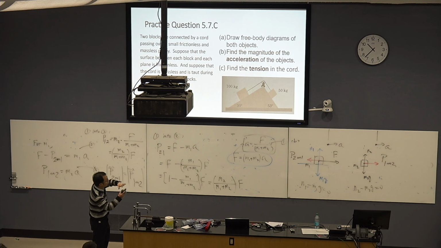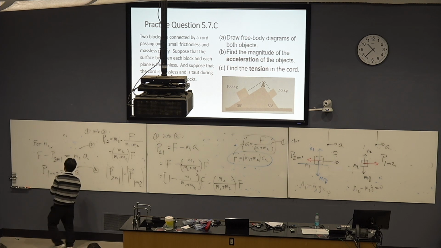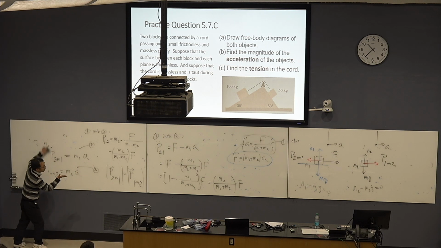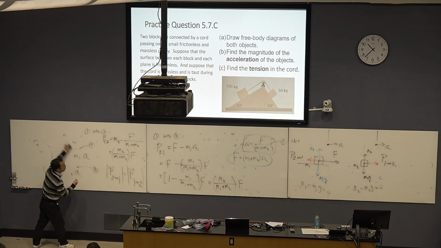So this is another simple machine, because in the previous one, we have one mass moving horizontally and the other mass moving vertically. But now, let's look at this new simple machine here. I'm going to erase the whiteboard, and we are going to start soon.